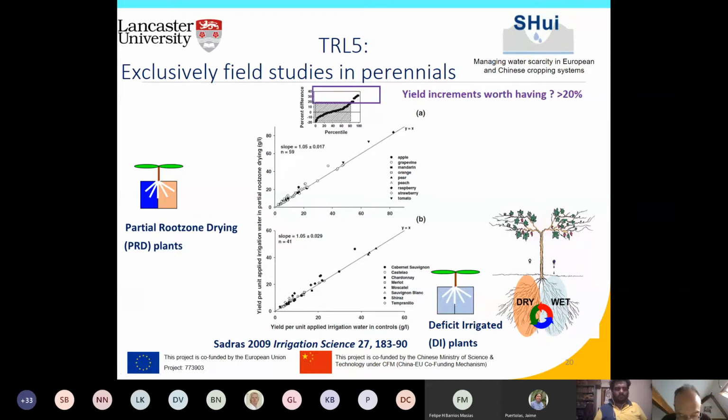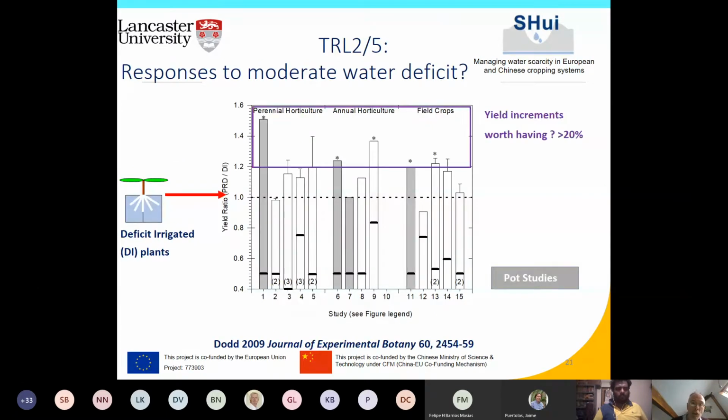Now, you can argue whether a 20% yield increment is worth having. I suspect for most farmers, they would be glad to receive this. Many farmers, in fact, might be happy just to increase yield by 10 to 15%. If we look at the original snapshot of the data that I presented, again, almost all the statistically significant results, there was a 20% yield increment.